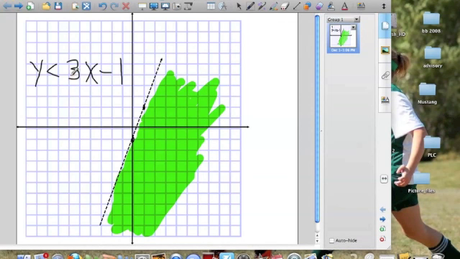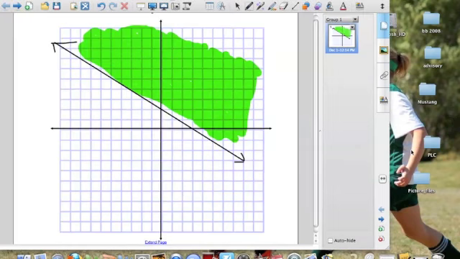Now, to make sure that we've shaded it correctly, let's check 0, 0. When I check 0, 0 here, is 0 less than -1? And the answer is that's untrue, and where 0, 0 is, it's not part of the shading, so we know that our shading is correct.